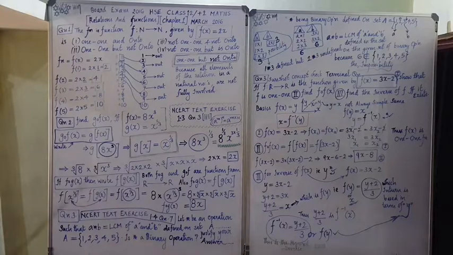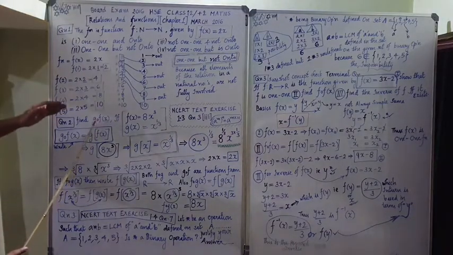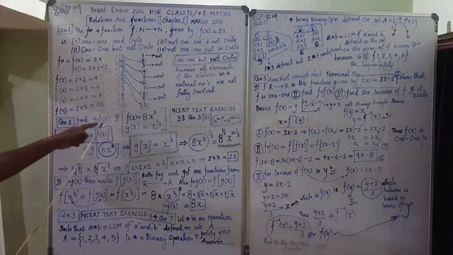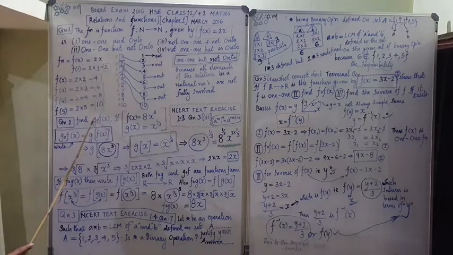Then it's somewhat getting complex. An NCERT textbook question is asked: find g of f of x. This is a function of a function. It is written like this: the g function of f function. G function of f function.